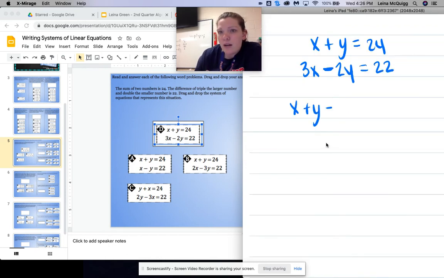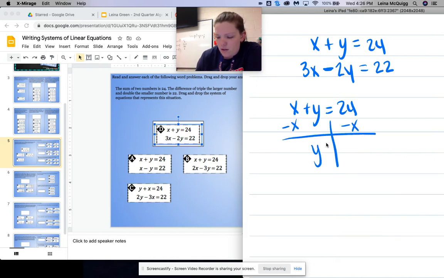So x plus y equals 24. Get y by itself by subtracting x on both sides. X minus x is 0. So we have y equals, we can write 24 minus x. So there's one equation. My second equation is 3x minus 2y equals 22. So I'm going to subtract 3x from both sides.